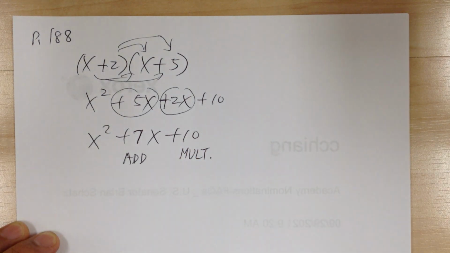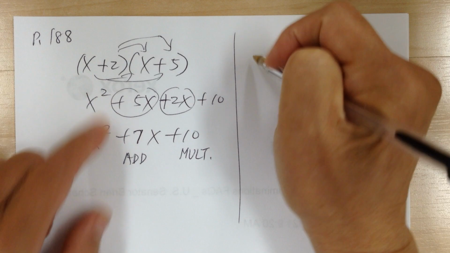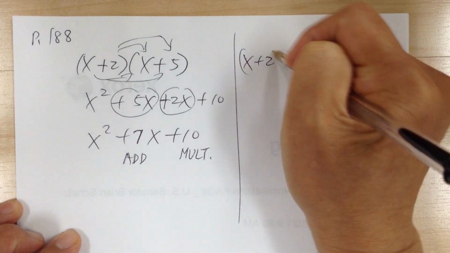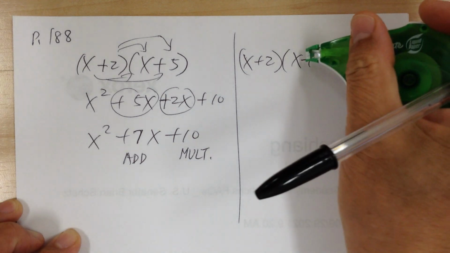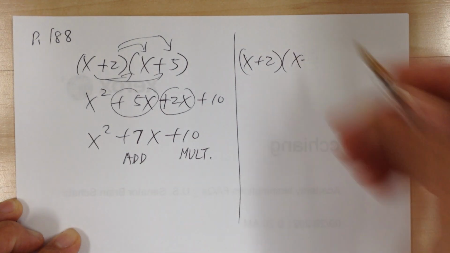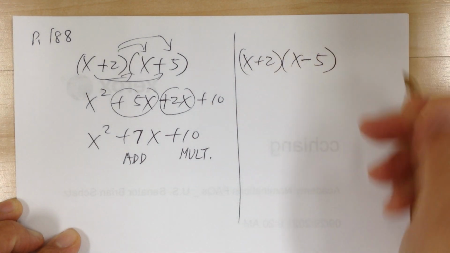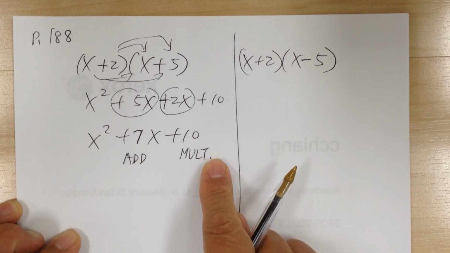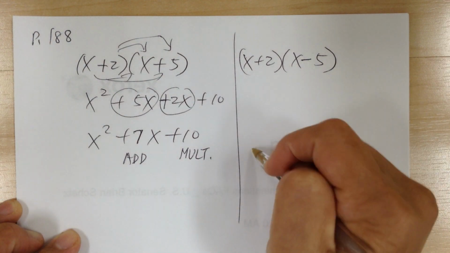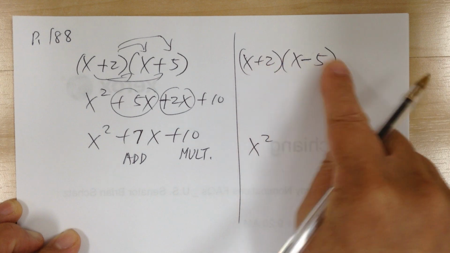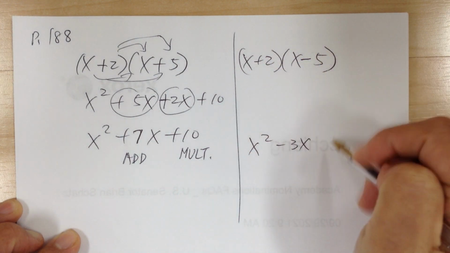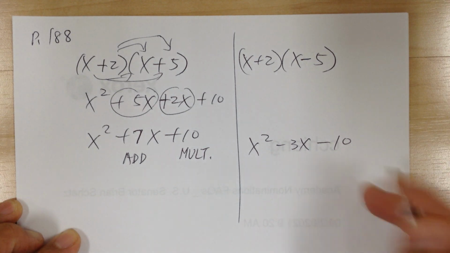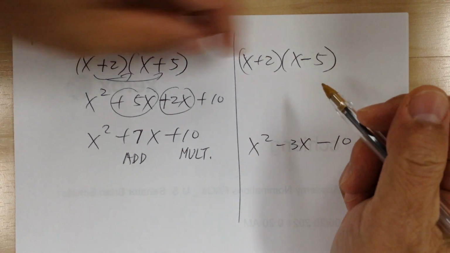And if you try a different one, let's say you have x plus 2 times x minus 5. Let's try using minus. By knowing the trick, you can write your answer already. This is going to be x squared. If you add, this will give you minus 3x. If you multiply, it will give you minus 10. And if you don't believe that, let's try to see if it's true.